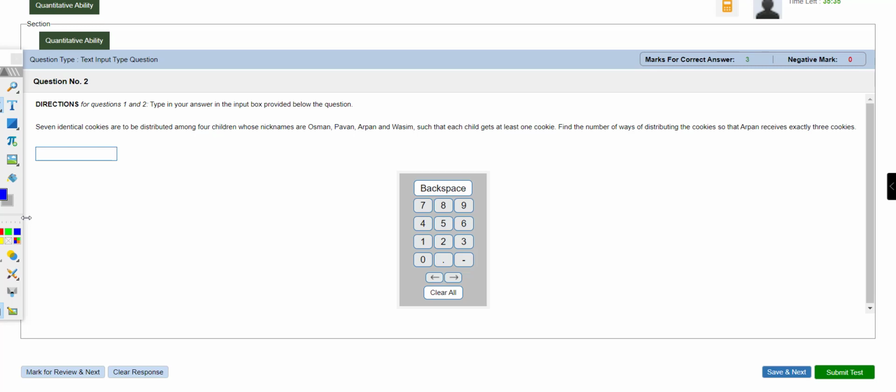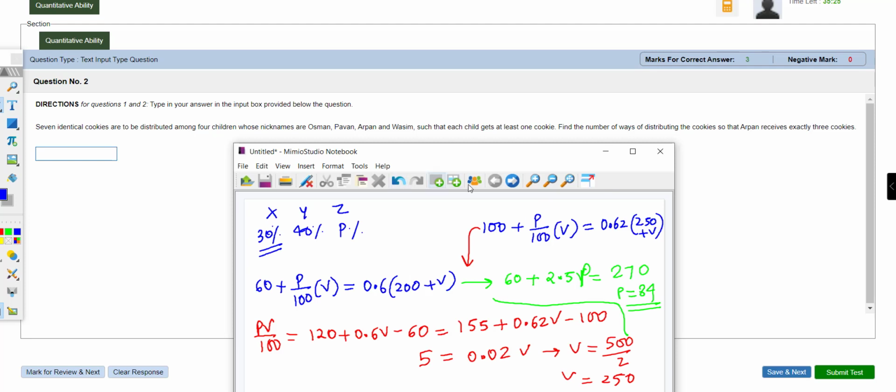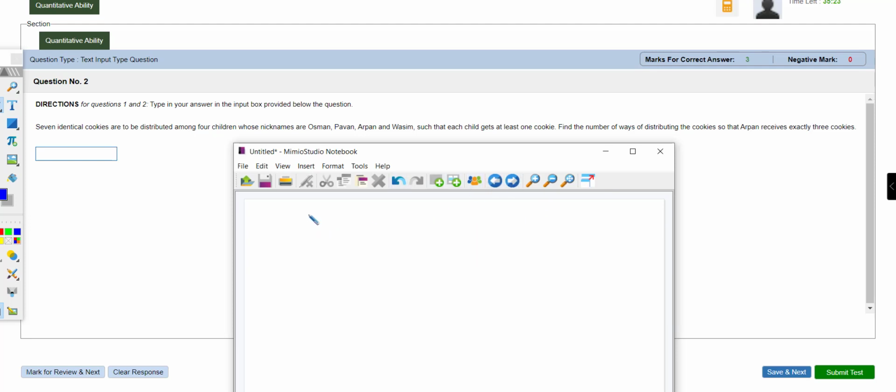Now the second question. 7 identical cookies are to be distributed among 4 children whose nicknames are O, S, A and W, such that each child gets at least 1 cookie. Find the number of ways of distributing cookies so that Arpan receives exactly 3 cookies. Look here, there are 4 people, O, S, A, W. We want Arpan to receive exactly 3 cookies.